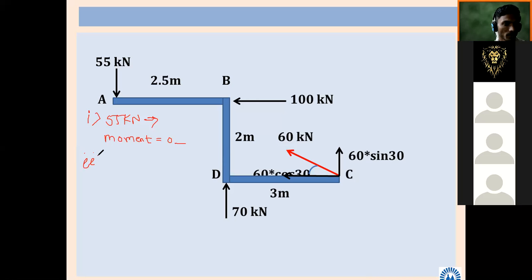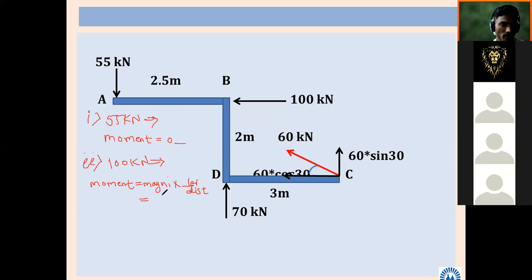Now let us go to the second. Which is the second force? At point B, I will write it as 100 kilonewton. So what will be the moment? What is the formula for moment? Moment is equal to magnitude into perpendicular distance. So what will it become due to the 100 kilonewton force? Again it will become zero.